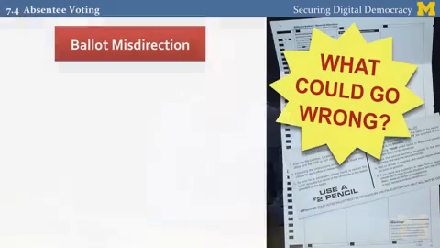Vote by mail raises a number of security concerns, especially when it's practiced so widely as in many U.S. states. One concern is ballot misdirection. As we saw in an earlier lecture, if an attacker can change the voter's registered address and cause their ballot to be delivered somewhere else, that can potentially disenfranchise voters or be used even to steal their votes.